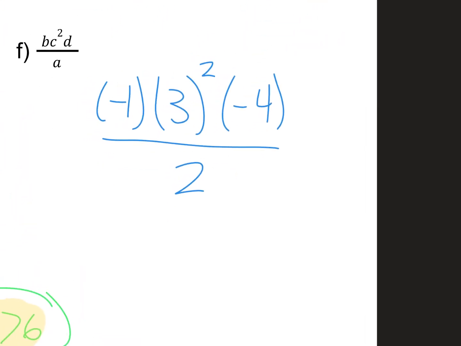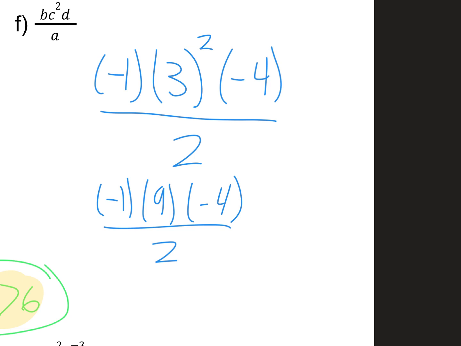Okay, because I have a term with an exponent, I have to do that first. Exponents come before multiplying. So everything else will stay the same. I have -1, and then 3 squared becomes 9. Then I still have -4, and this is still divided by 2.